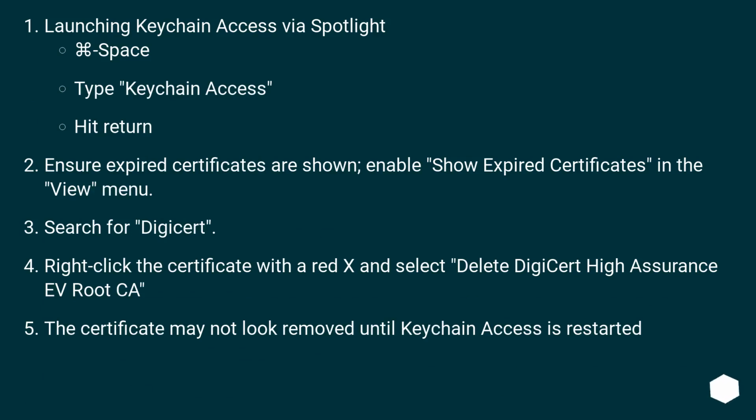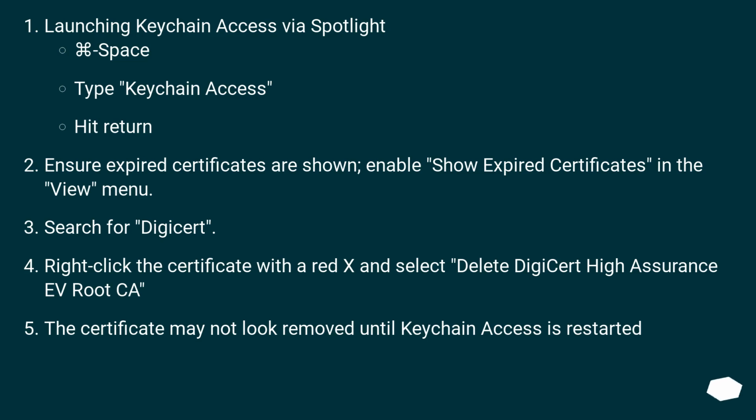Launching Keychain Access via Spotlight: Command-Space. Type keychain access. Hit return. Ensure expired certificates are shown. Enable show expired certificates in the View menu. Search for DigiCert.